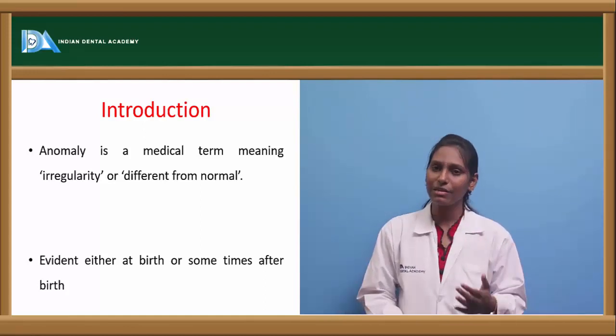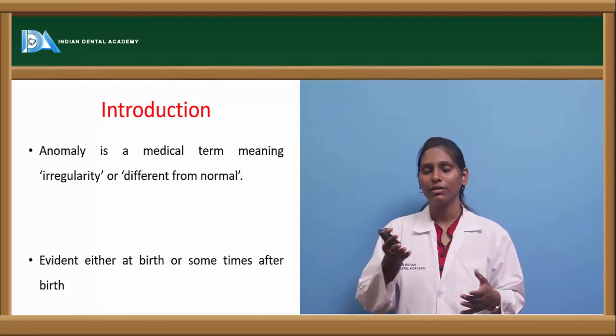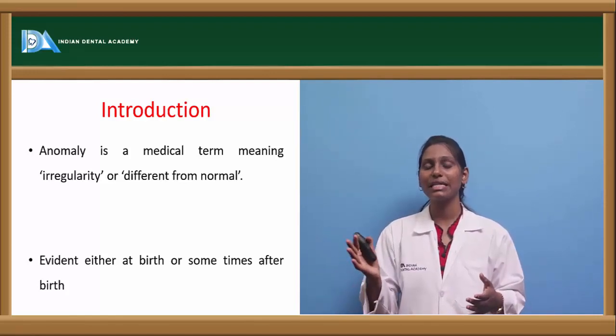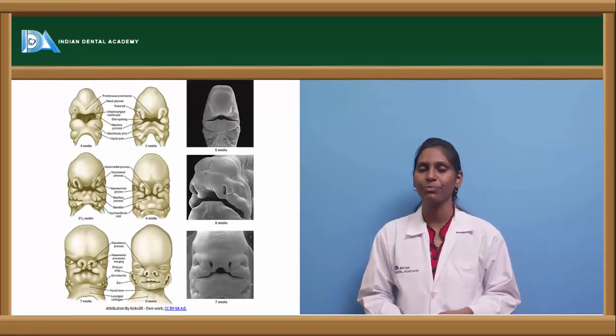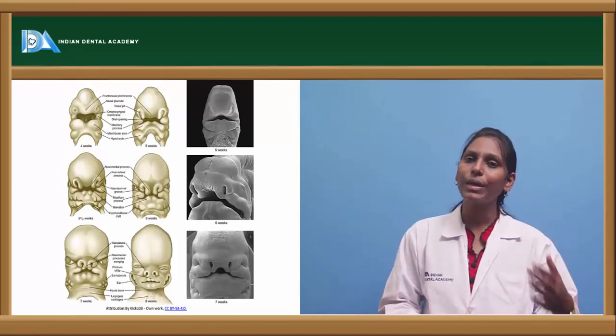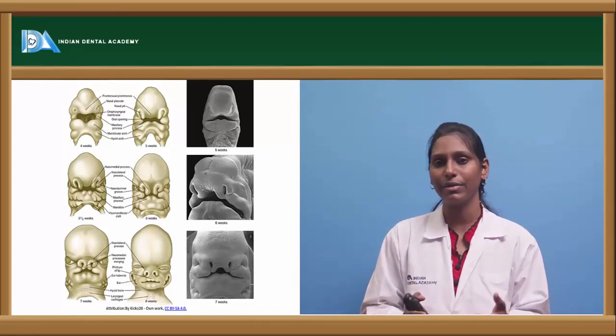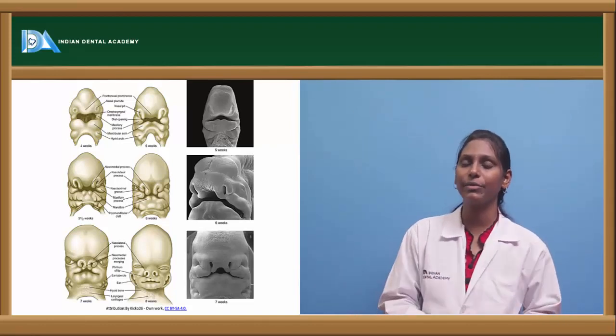If they are present right from birth, they are called congenital, and if they appear in the course of the growth phase, then they are called developmental in origin. So this picture shows how the development of the face occurs. I'm not going to detail much because we will deal with this in the embryology topic.